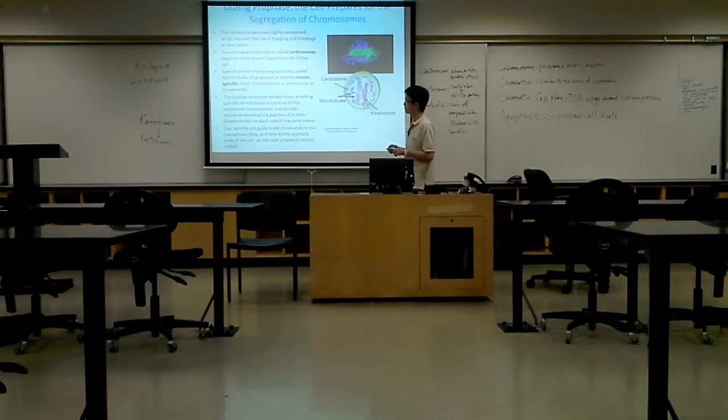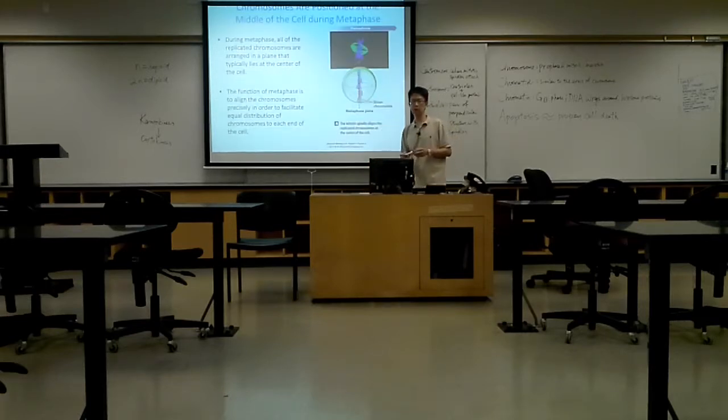So basically, here I just summarize the three points that I told you. One is that the chromatin becomes chromosome. Second is that the nuclear envelope disappears. Third is that the mitotic spindle attaches to the centromere. And then the centrosomes will move to the opposite ends of the cell.